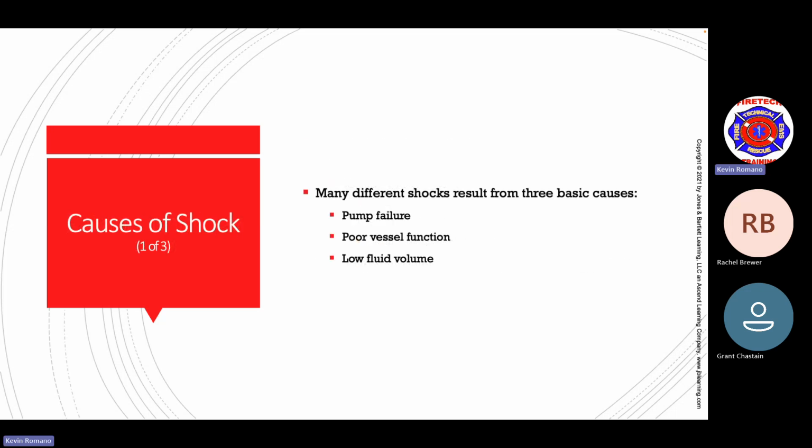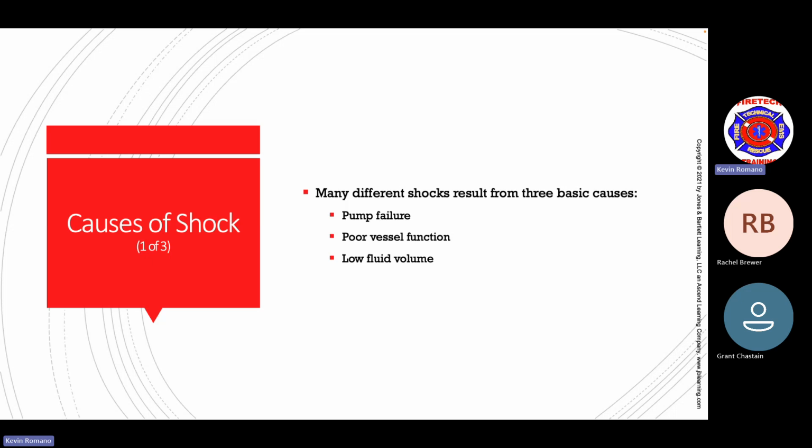Right? So causes of shock, there may be different types of shock that result from three basic causes. Either it's going to be a pump failure, okay? So pump failure would be like your cardiogenic shocks. Poor vessel function, right? So poor vessel function being like vasodilation, vasoconstriction.